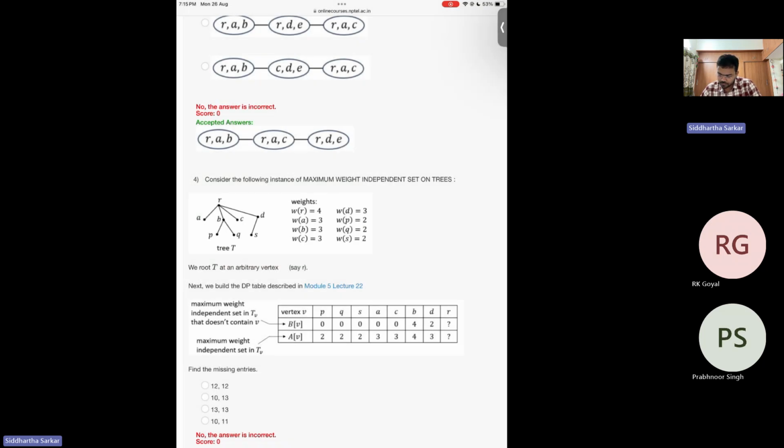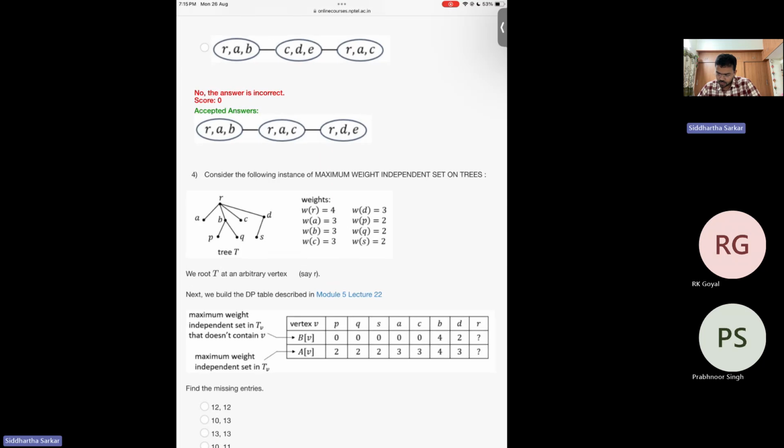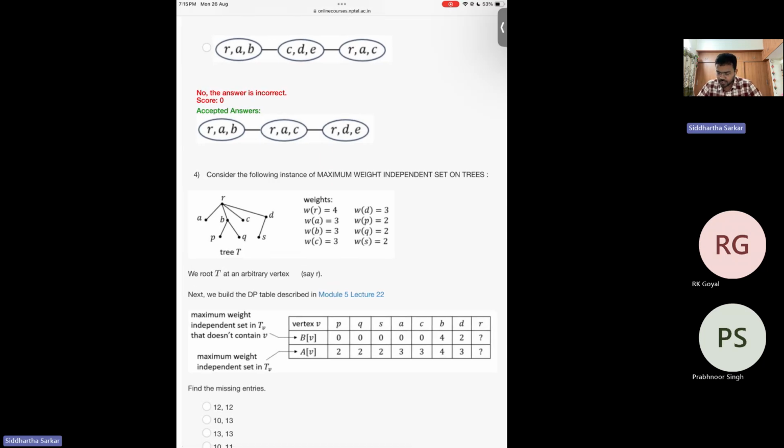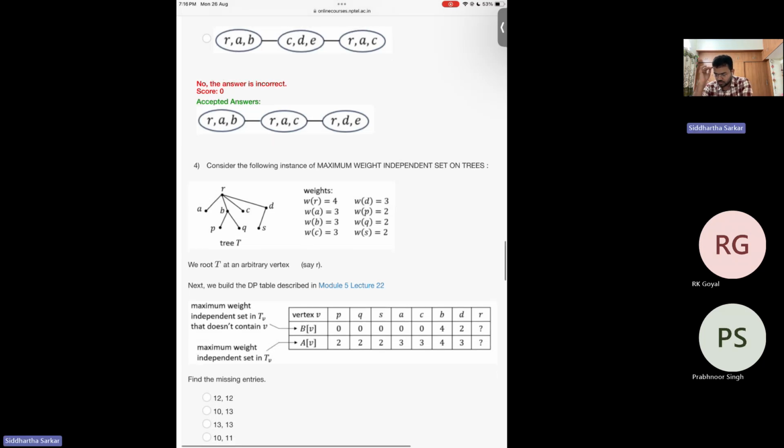So there is a graph. There is a tree. In a graph, this problem is NP-hard. So in this tree, we want to find the independent set of maximum weight. Every vertex is assigned a weight. We want to find the maximum weight independent set. On trees, it is polynomial time solvable using DP. So they have formed a DP table, and the question is, what are the values of these two missing entries, A(R) and B(R)? First, let me copy these two pieces of information, then we will compute these two values.